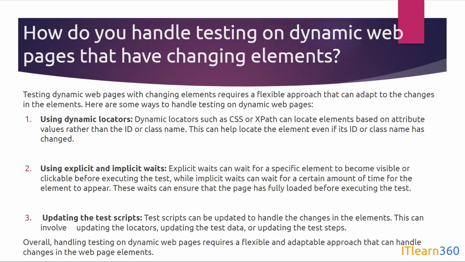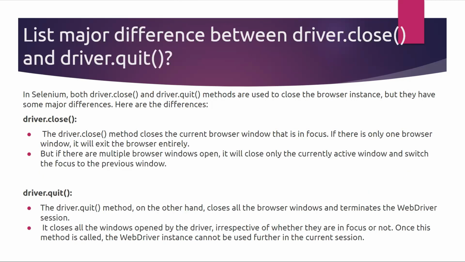Now, how do you handle testing on dynamic web pages that have changing elements? One of the options you have already seen, that is xpath. So the first is that dynamic locators are handled by xpath. Second, you can handle it with explicit and implicit waits. In this case, you need to know what explicit and implicit wait are. Basically, they are used for holding a particular part of the code until the element is visible to you. Third, updating the test script at regular intervals. So these are the three different ways you can handle dynamic web pages.